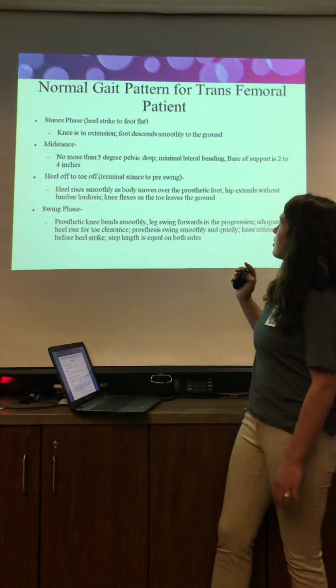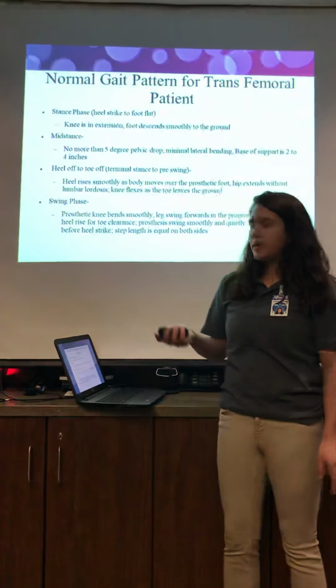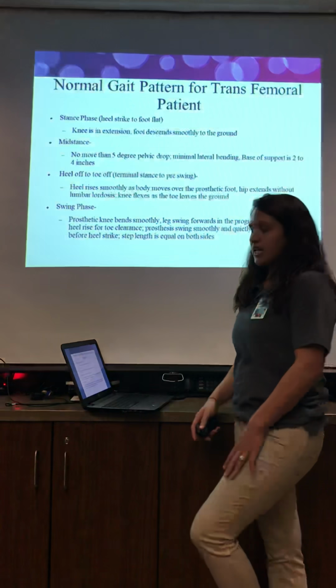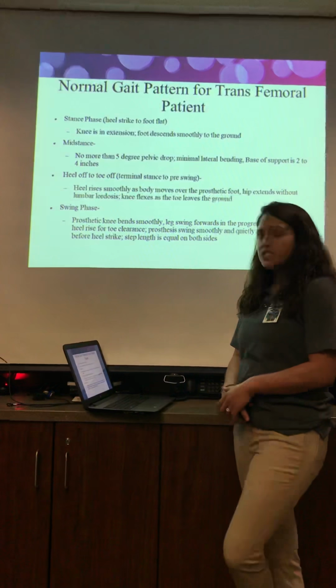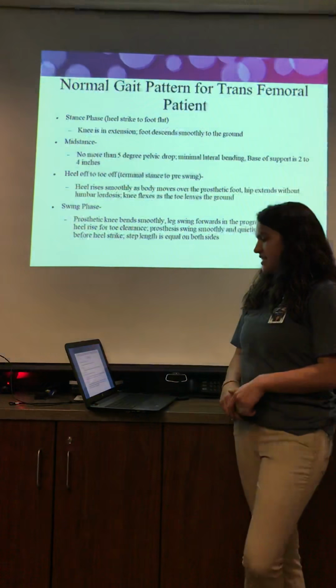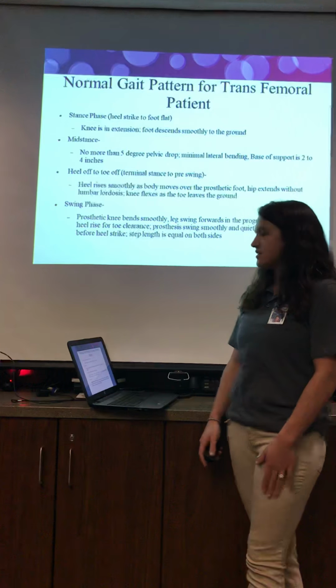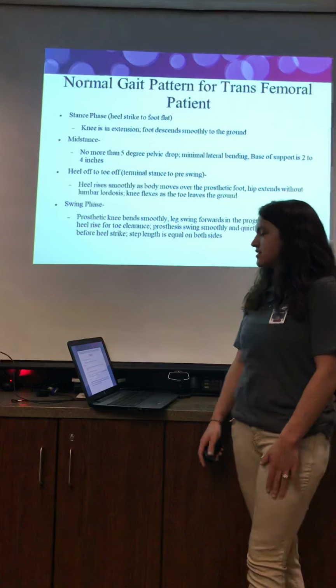Now we're going to talk about the normal gait pattern for a transfemoral patient. This is what should be seen without any abnormalities during gait. During the stance phase, from heel strike to foot flat, the knee is in extension and the foot descends smoothly to the ground. Then you're at mid stance. Once you're at mid stance, you want no more than 5 degrees of pelvic drop, minimal lateral bending, and a base of support of 2 to 4 inches.